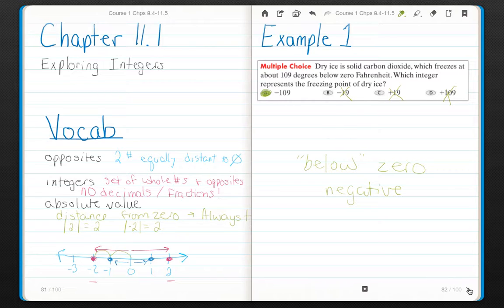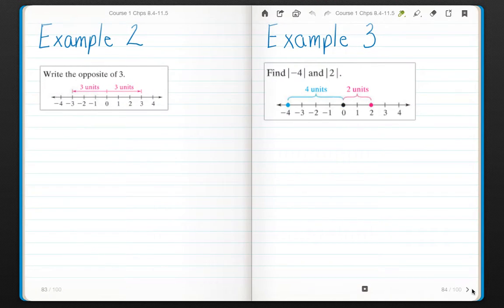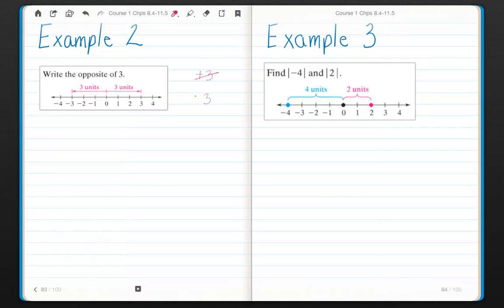All right, so example 2. What is the opposite of 3? So 3 is 3 units to the right of 0. It's a positive number. Now, you don't need to write positive numbers with the addition sign or the positive sign in front of it. You can just write it as 3. As long as there's no negative sign, we assume that the number is positive.